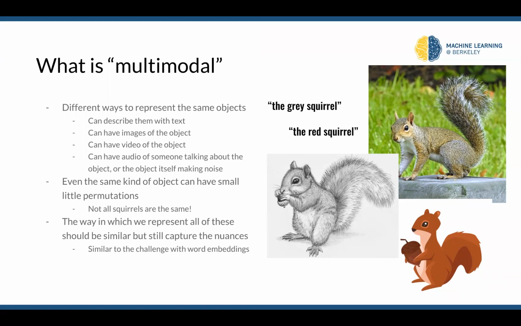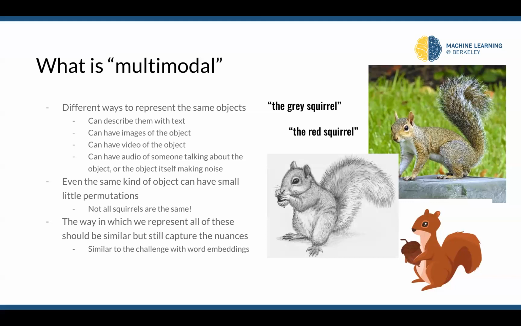We can also have video of an object, someone talking about the object, an audio clip of them talking about it, or the object itself making noise, right? So there's different ways in which we can represent with data the same kind of thing. And even objects that are of the same data type can all have little permutations. As you can see, these three different images of a squirrel are different in their style and the way in which the object is drawn, right? Not all squirrels are the same.